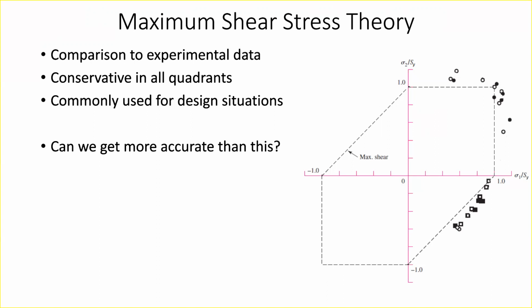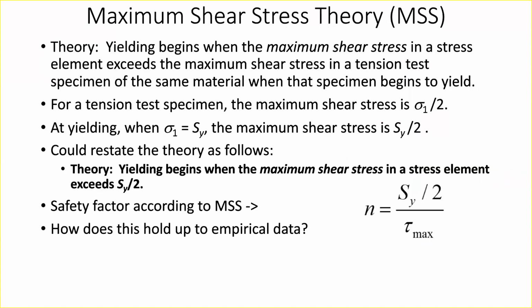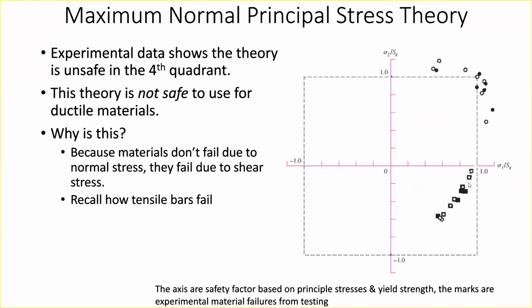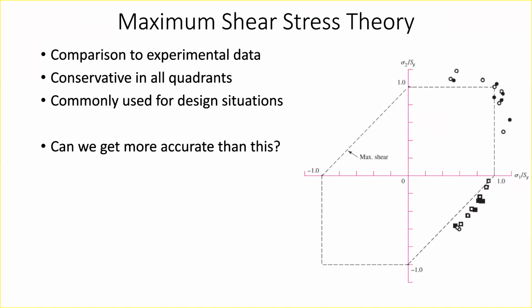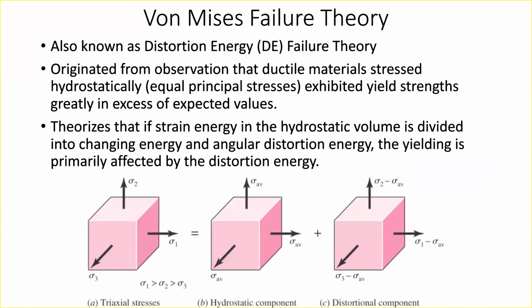So in general, more conservative failure theories will cover a smaller area of this, right? If I predict a large area, then I'm going to get some parts that fail, like in this fourth quadrant right here. It predicts that these are safe, but they actually fail. So as I reduce the area of that permissible failure region, then I get a more conservative failure theory. So all failure theories in general take the principal stresses and/or the shear stresses and try to compute this general area of failure.